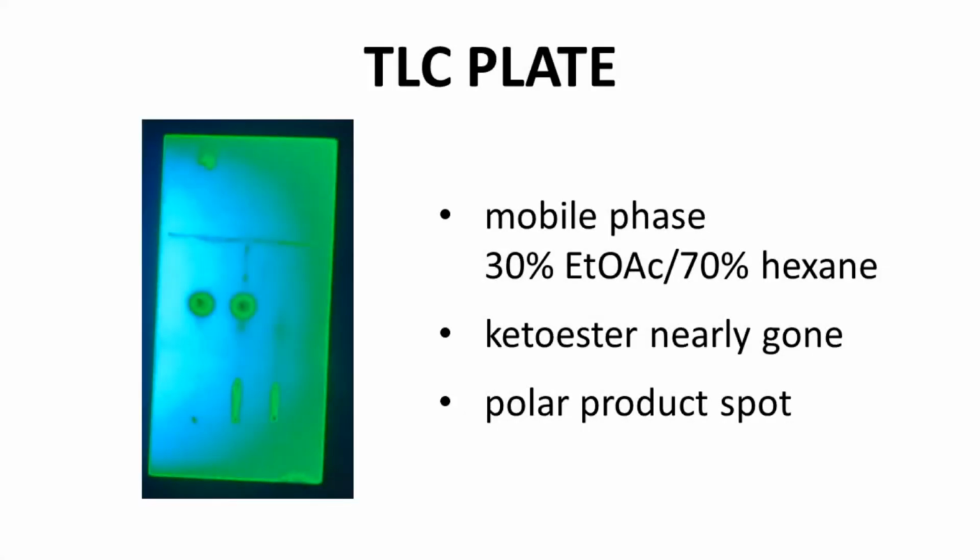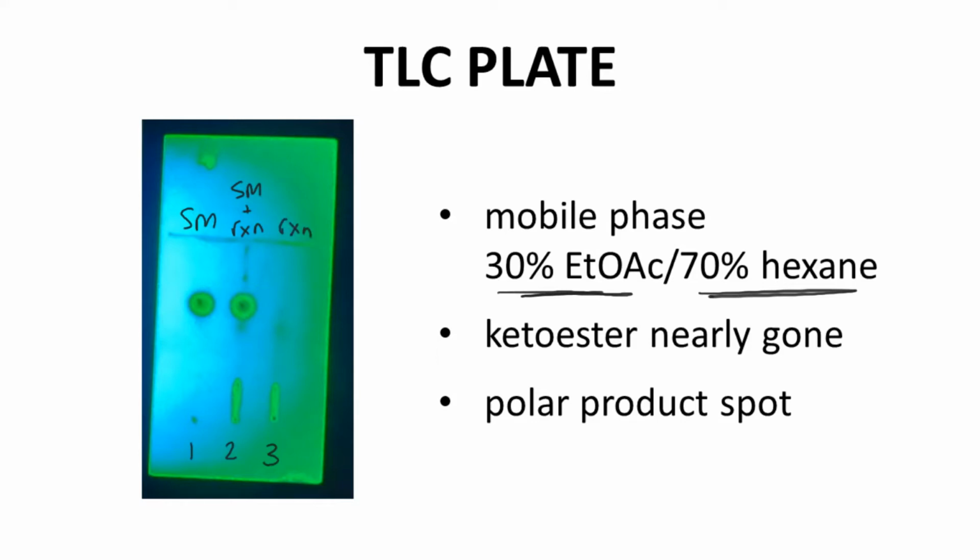Here is the TLC of the reaction mixture. The mobile phase is 30% ethyl acetate, 70% hexane. This is a classic 3-lane TLC. On the left, we have one of our starting materials. I spotted the ketoester, ethyl benzoyl acetate, as it is our limiting reagent, and it shows up well under UV light. In the middle, we have both the starting material and the reaction mixture. On the right is just the reaction mixture.